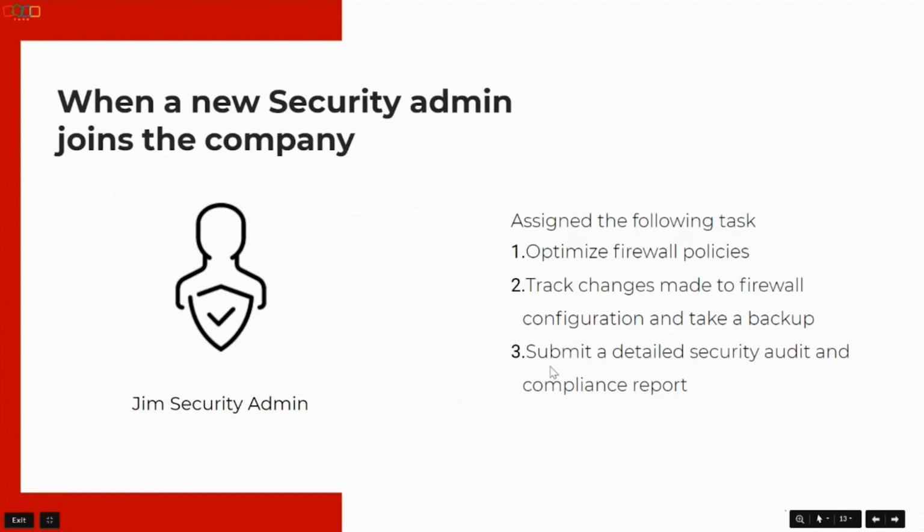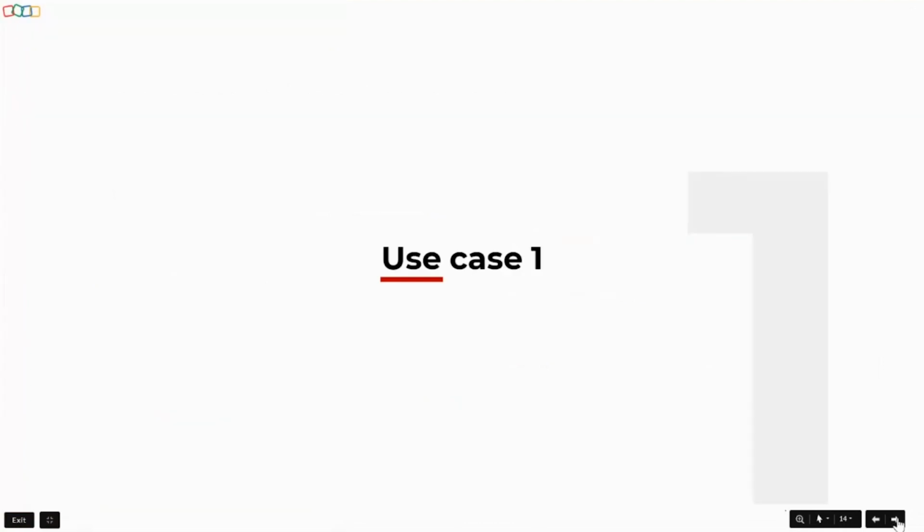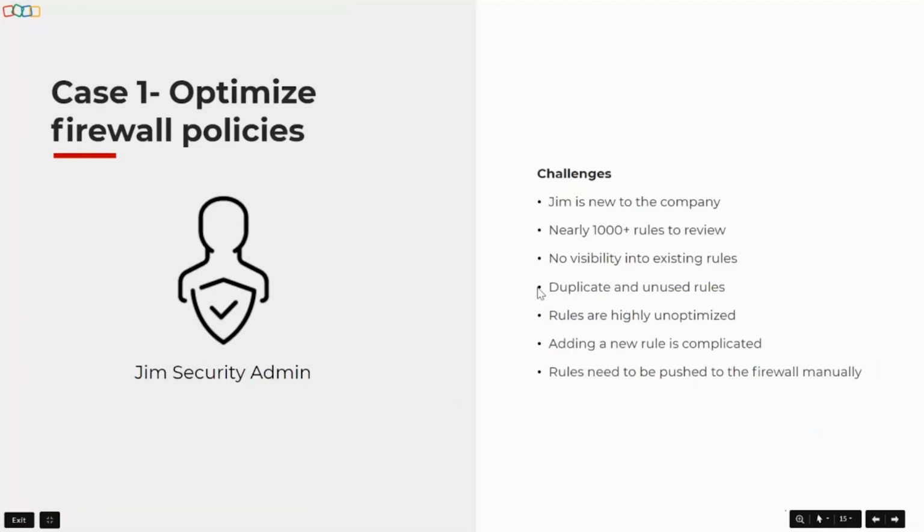So let us look at what are the challenges faced by Jim and how he overcomes these challenges with the help of Firewall Analyzer. All right, so let's look at the first task in hand for Jim. The first task would be to optimize the firewall's policies. To do this, Jim is facing the following challenges. First, Jim is new to the company, which means he does not have the visibility to all of the rules that are present.